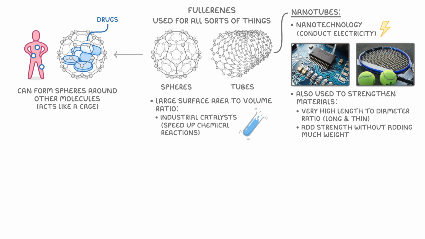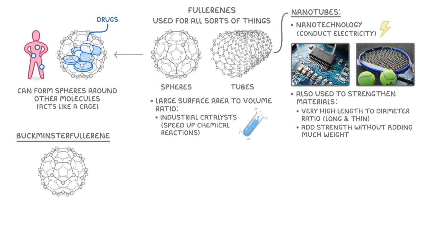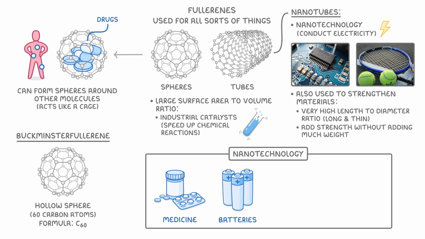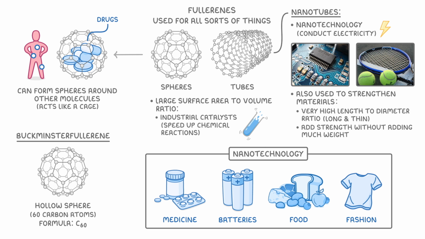The very first fullerene made, though, was one of these spheres, called the Buckminsterfullerene, which is a hollow sphere made of 60 carbon atoms, so it has the formula C60. We call technology that uses these sorts of tiny structures nanotechnology, and it's now being used in loads of industries, from medicine and batteries to food and fashion.